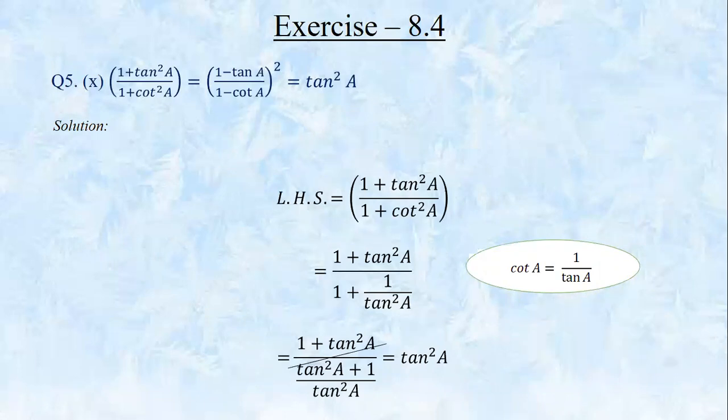Now moving on to the last question. (1 plus tan square A) by (1 plus cot square A) equal to ((1 minus tan A) by (1 minus cot A)) the whole square, which is equal to tan square A. This is a combination of two questions. Left hand side has to be equal to tan square A and right hand side also has to be equal to tan square A. So let us solve this. First consider LHS.